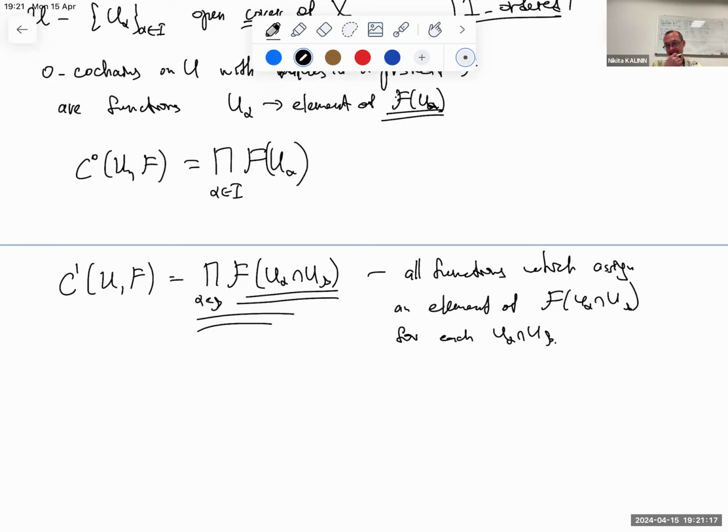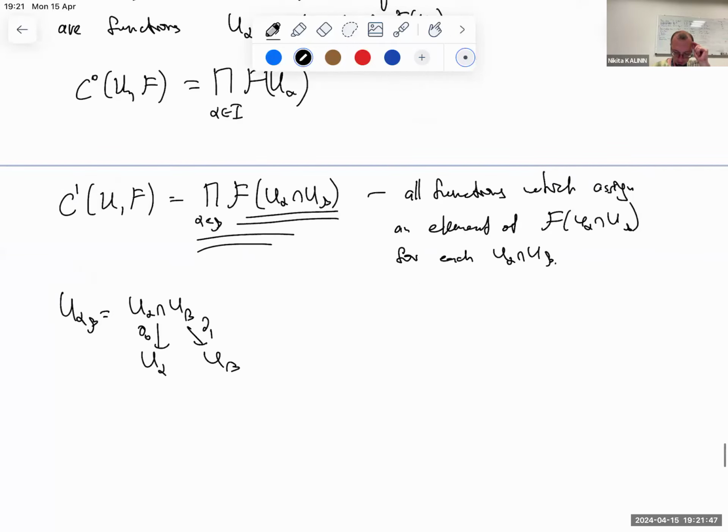And then what do we have? Then we have inclusions, right? So if we have an intersection of two sets, U alpha beta, which is U alpha intersect U beta, there are two inclusions. We can include it into U alpha, or we can include it into U beta. So we can denote them by delta 0 and delta 1.